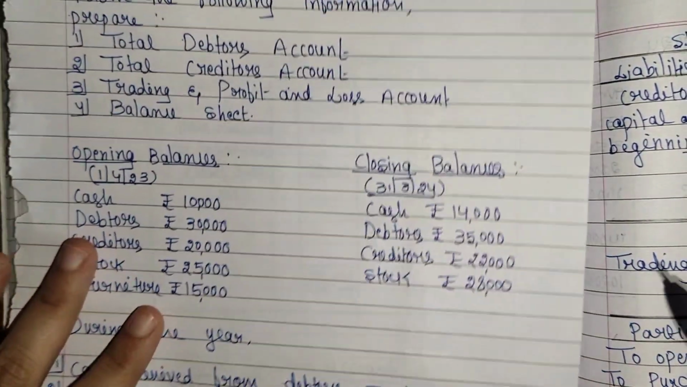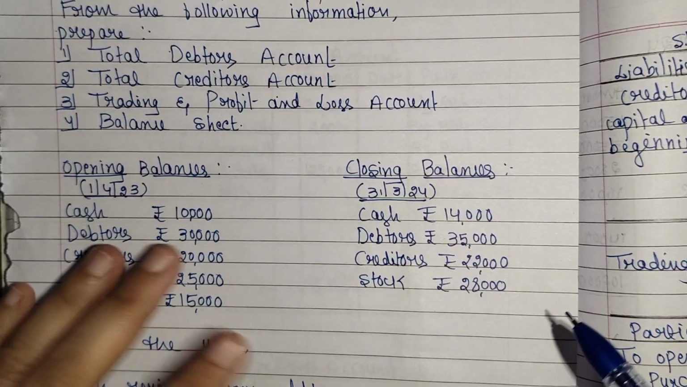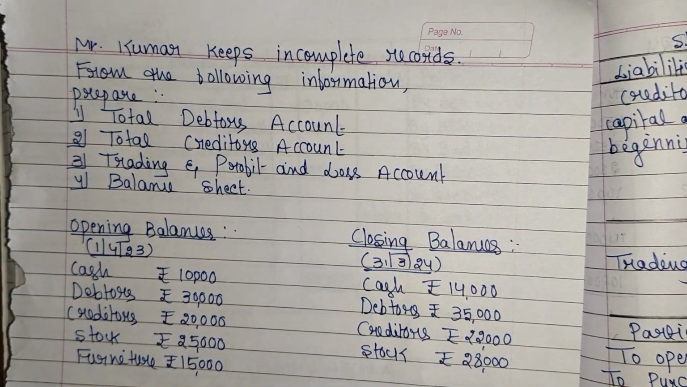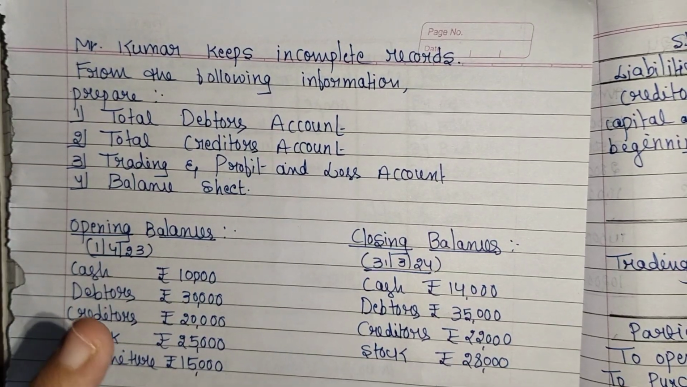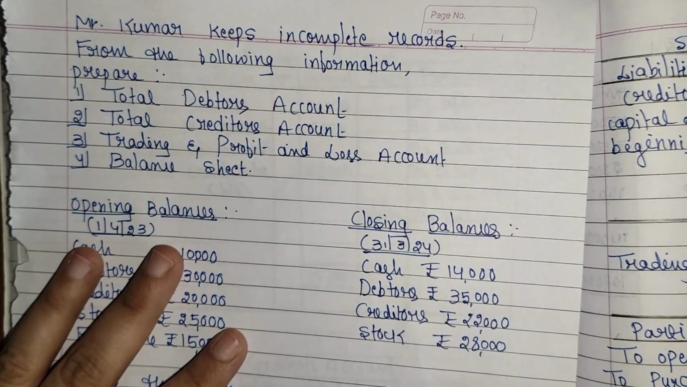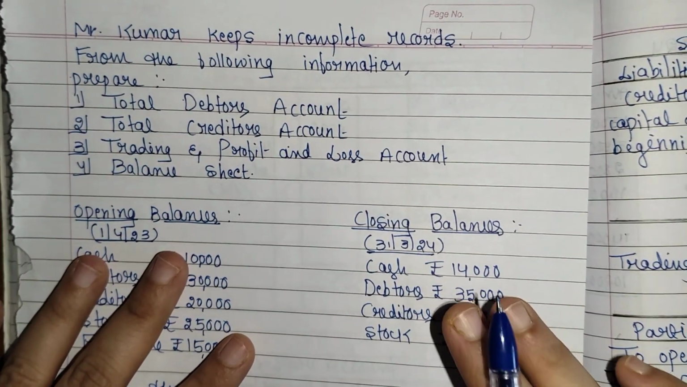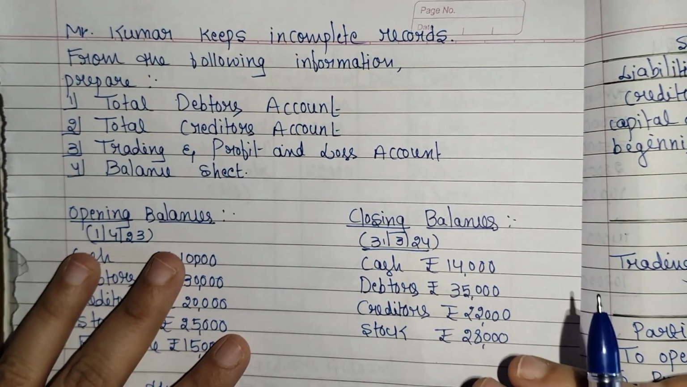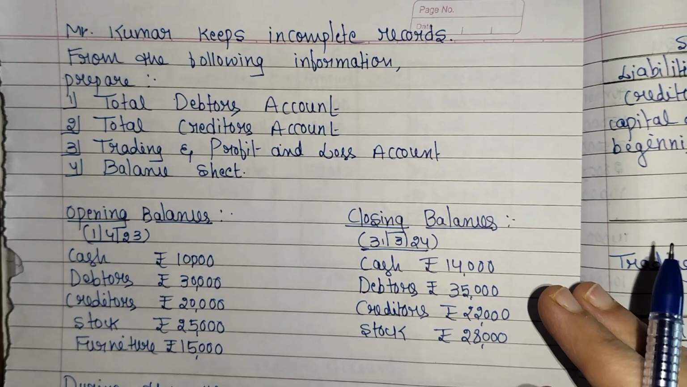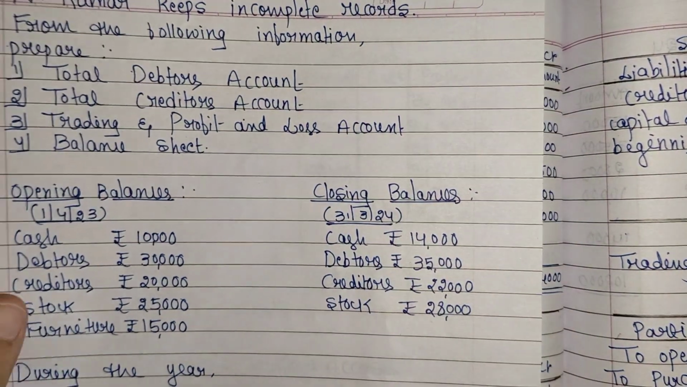So these are the information available in Mr. Kumar's account. Before solving this problem, you have to watch my previous 2 classes. In that I have explained clearly about debtors account, creditors account, and bills receivable and bills payable. So in this problem, bills receivables and bills payable account are not required. Clear? So first watch those classes and proceed with this one. Clear? Now let's solve the problem.